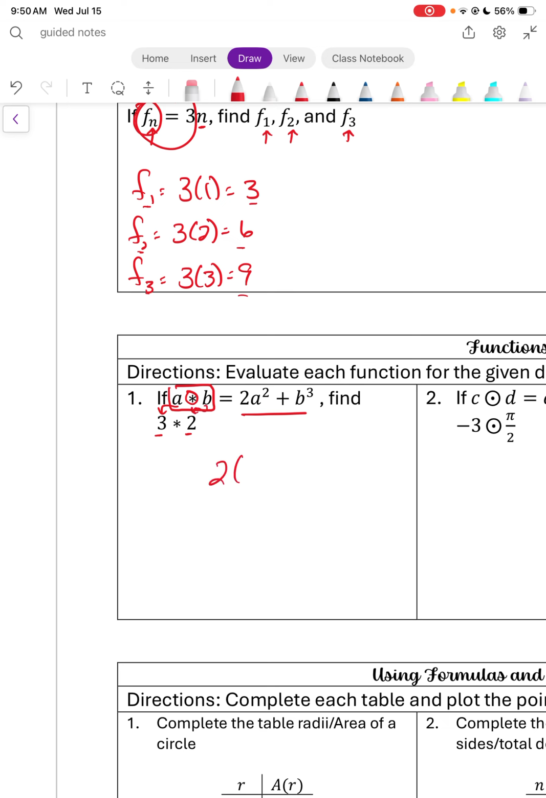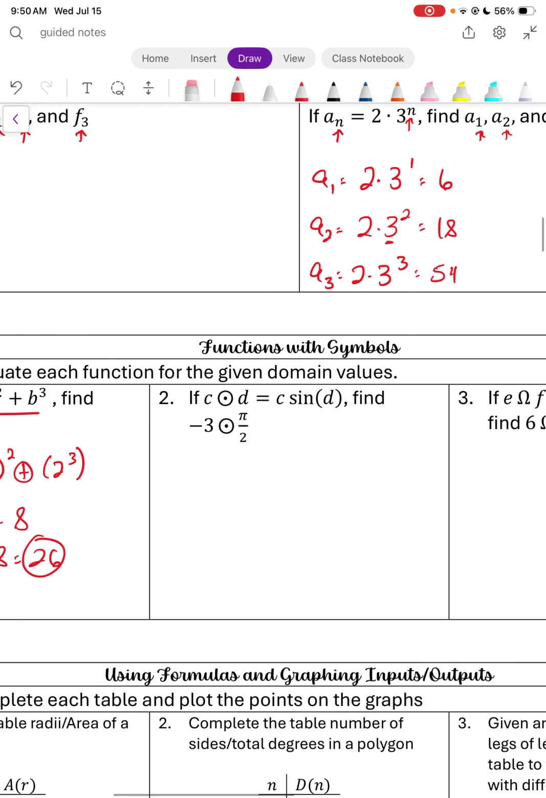So we have 2 times 3 squared plus 2 to the third. And again, we always save our plus sign to last. So we have 2 times 9, and 2 to the third power is 8. So we have 18 plus 8, which gives us a final answer of 26. We'll work a couple more of these.